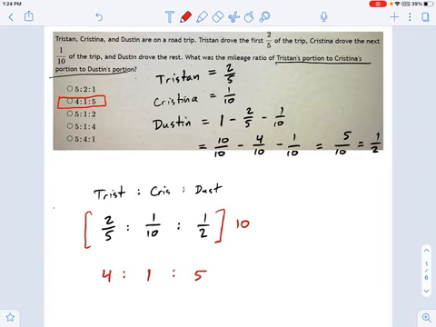So we see Chris, she didn't really carry much of the weight here. She only drove a little bit. Dustin carried most of the weight. He drove half of the trip, whatever it was. The ratio should be consistent regardless of what these numbers are in here. If I had wanted, I could say it's a 100-mile trip and say Tristan drove 40 miles, Christina only drove 10 miles, and Dustin drove 50. It would be the same percentages.